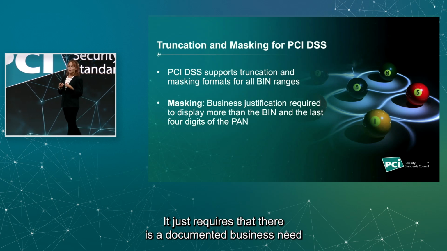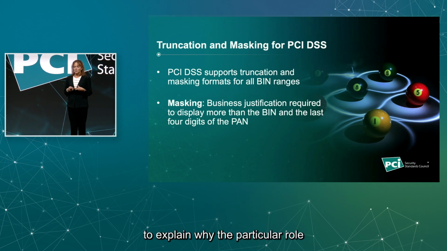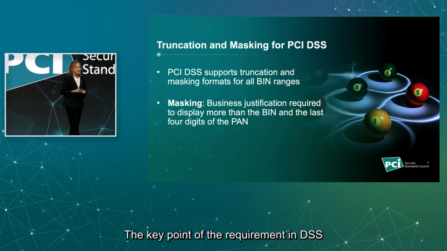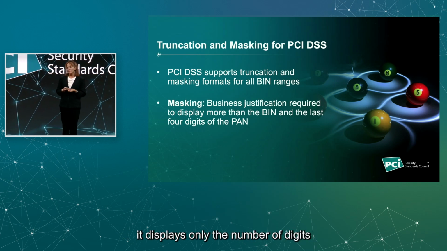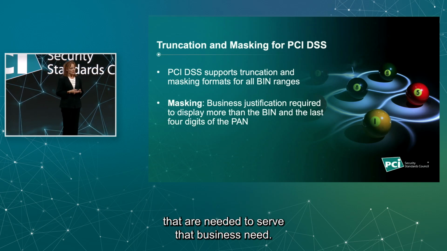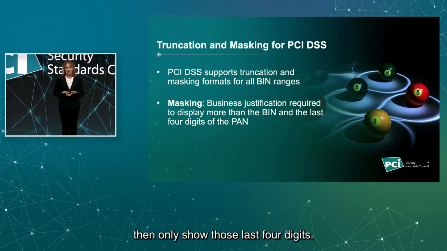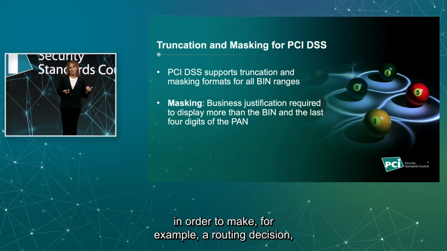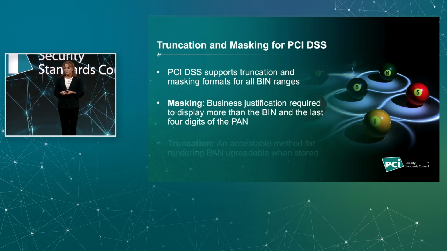It just requires that there is a documented business need as to why those extra digits need to be displayed, to explain why the particular role or person or system needs to see more than that baseline format. The key point of the requirement in DSS is that whatever masking approach is used, it displays only the number of digits that are needed to serve that business need. If only the last 4 digits are needed, per that earlier example, then only show those last 4 digits. If the business need is to have the bin available in order to make, for example, a routing decision, then that's the only part of the PAN that needs to be displayed as well.